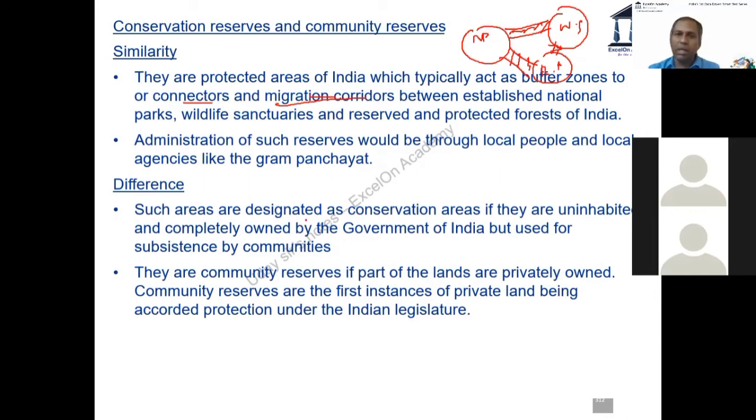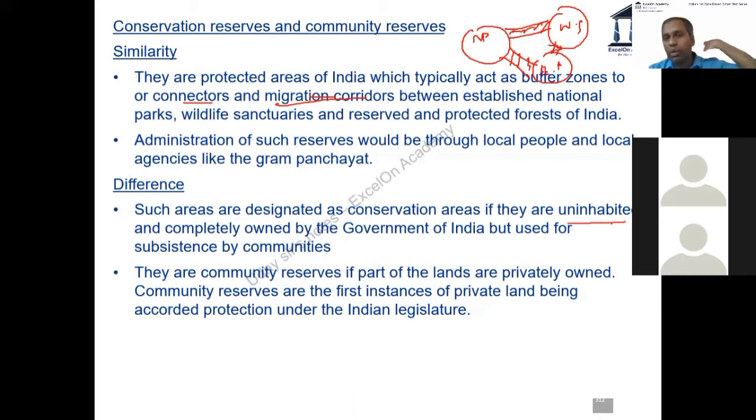The difference is conservation reserves are generally uninhabited, means we don't have people there, and owned by the government of India. Some forest dwellers may come to the conservation reserve, do some subsistence activity, maybe agriculture or firewood collection, and go back. Okay, that is conservation reserves. Now, in community reserves, the lands are privately owned.